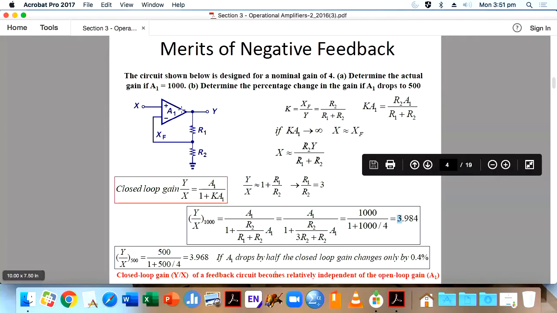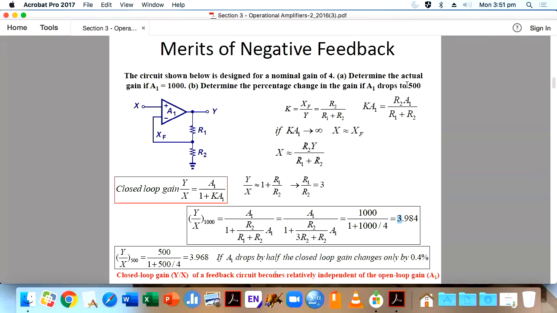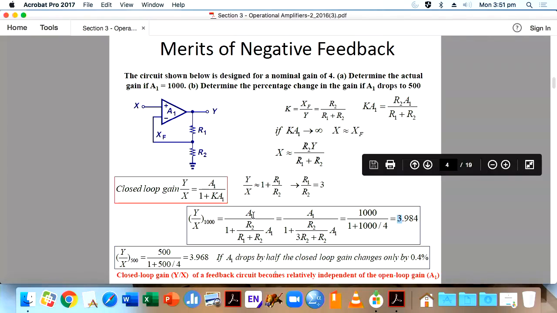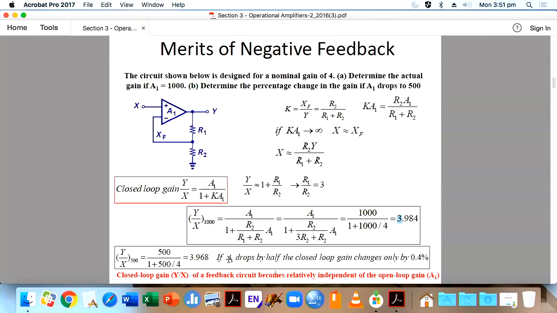But when you replace this with A1 of 500, just half, again when you substitute, you get 3.968. See, A1 drops by half, but the closed loop gain changes only by 0.4%. See, so your closed loop gain is independent of open loop gain. So that is called gain desensitization.